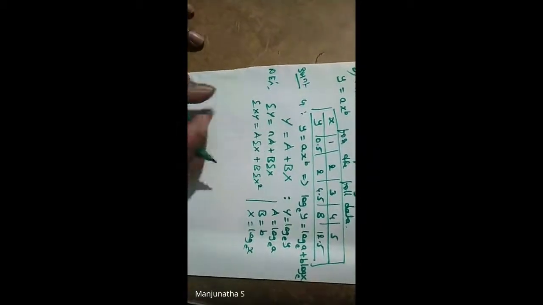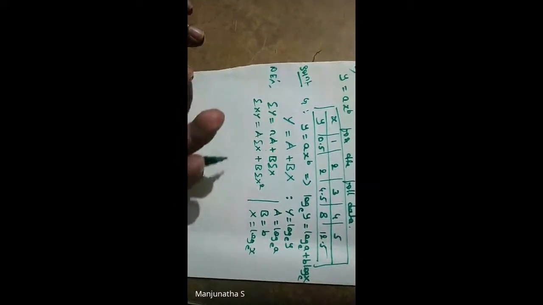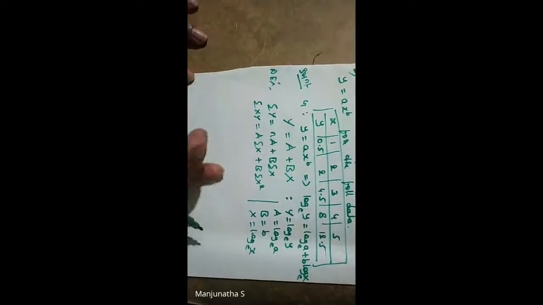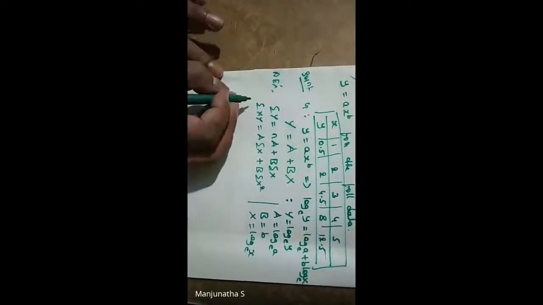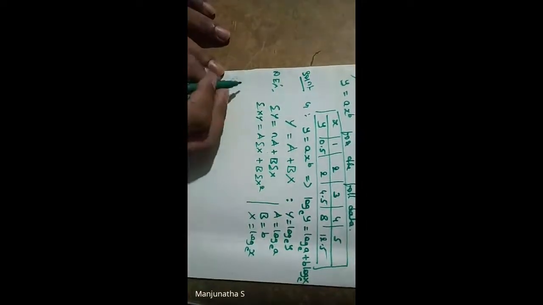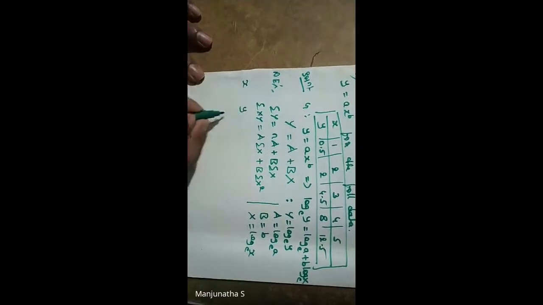Now we need to draw a table. This you know how to do, but it is a little bit different when you compare it to the straight line representation of the table. That difference I will show you. So first thing is we'll write small x and small y, because that is the data we have. Correct? Small x and small y.